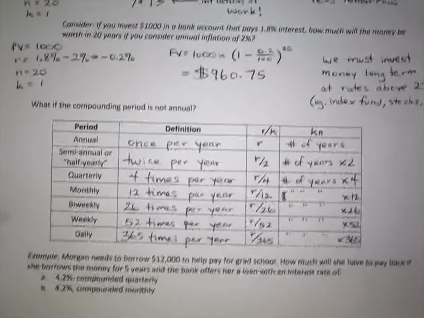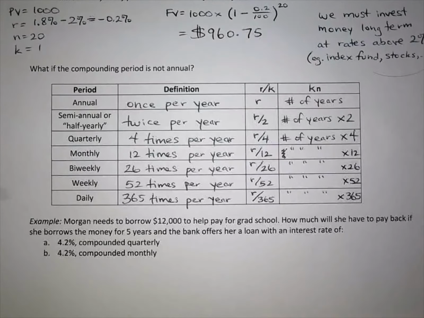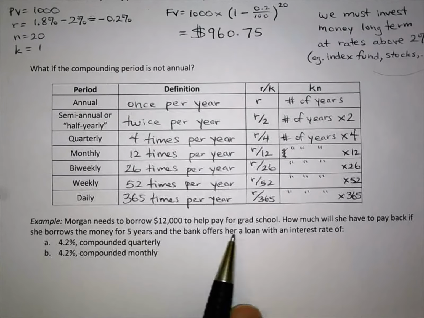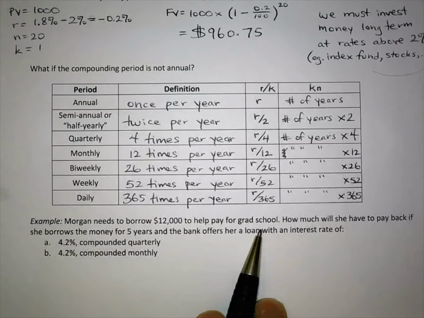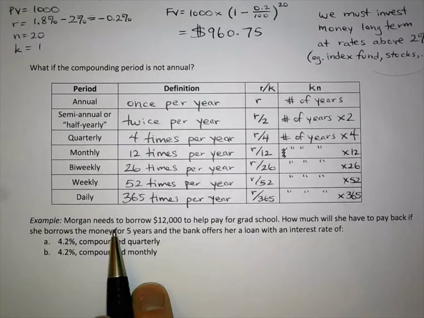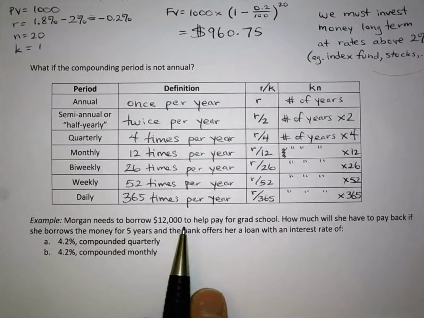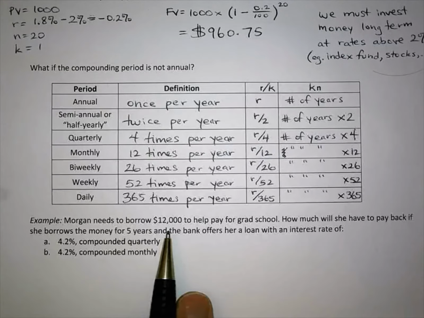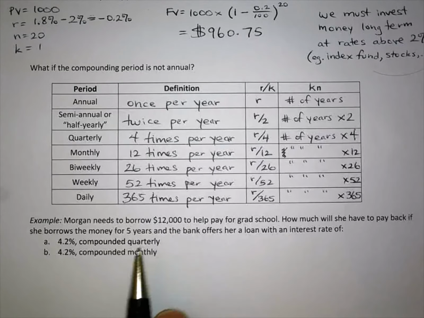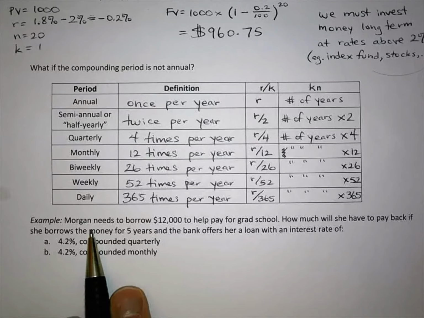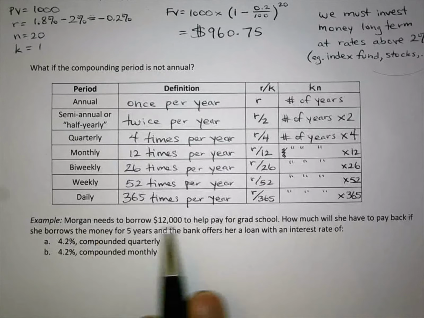So let's watch how this works in practicality. Morgan needs to borrow $12,000 to help pay for grad school. A great investment, Morgan. This is much better than buying a new car, because when you invest in yourself in grad school, you earn more. It's a long-term investment that appreciates. So this is great. Morgan is doing the right thing, borrowing money to pay for grad school.